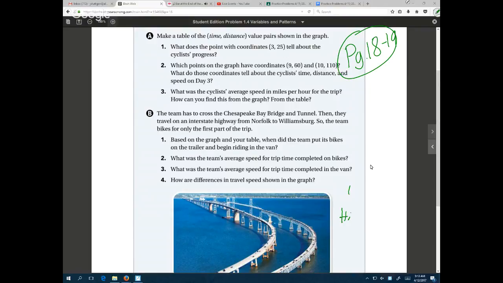Here it all of a sudden goes. So here's where they got in the car, because you can tell that because they jump. Here you can tell they're in the bike as well, pretty steady. The answer is 15. I'm telling you, the answer is 15.